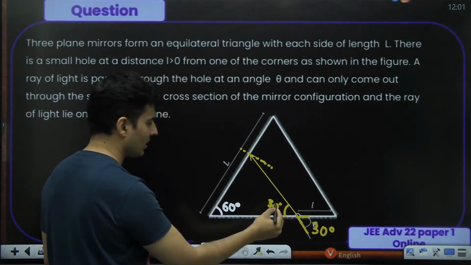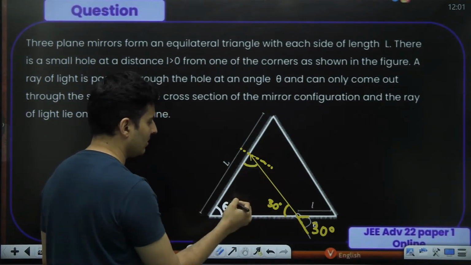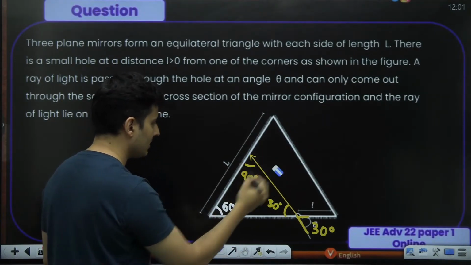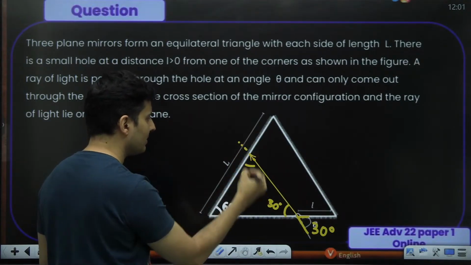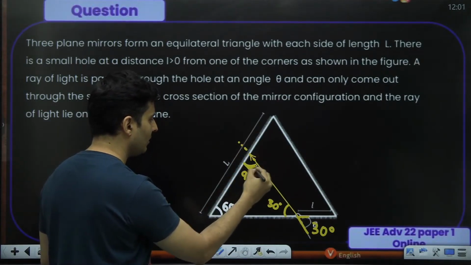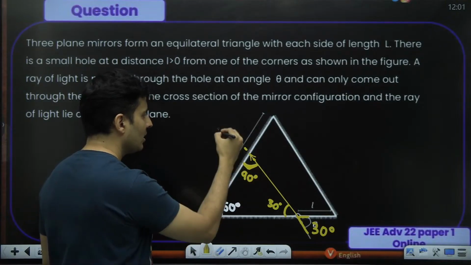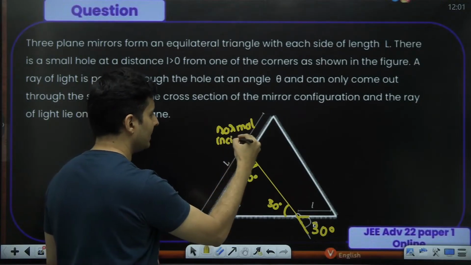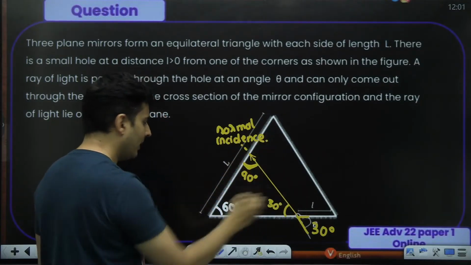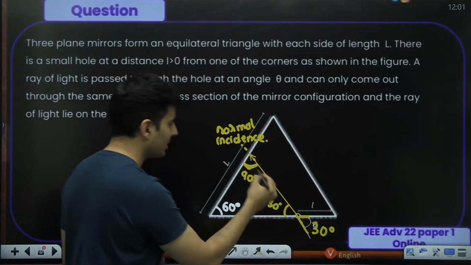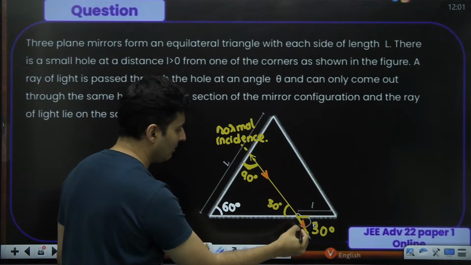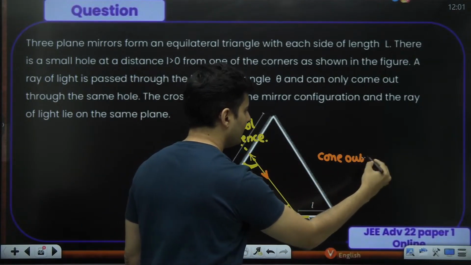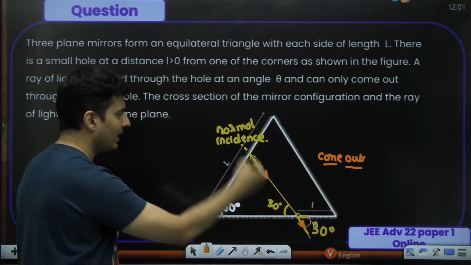Opposite angles. This is 30, this is 60. How much will this be? Oh my God, this is 90 degrees, guys. This is coming out to be 90 degrees. What does it mean if it is 90? That means the ray itself is the normal. So if it is falling normally, this is normal incidence, by that special case, the ray after reflection will go back via the same path and it will come out from the hole.